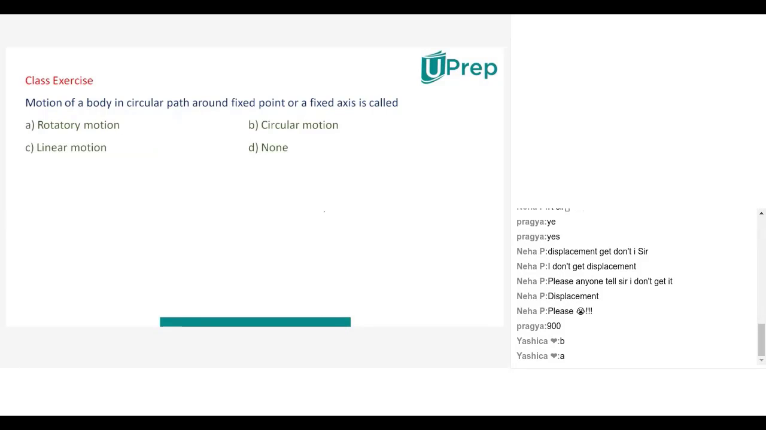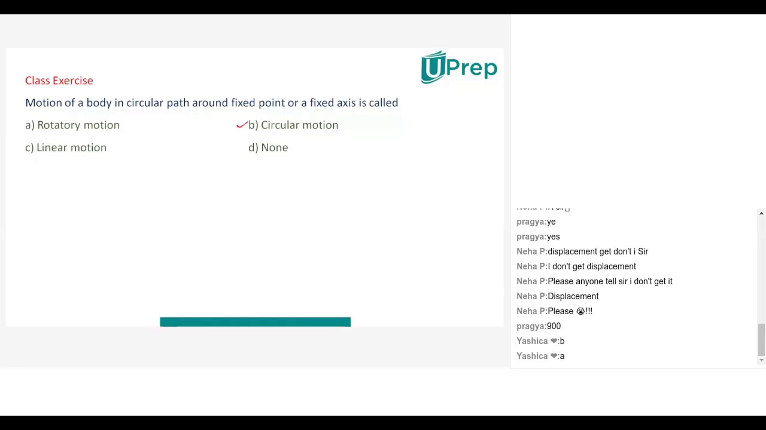Motion of a body in a circular path around a fixed point or a fixed axis is called. If it is moving in a circular path, then what type of motion do you call it? Sir, rotatory motion. Yes, sir, it will be rotatory because it's moving around a fixed point or in a fixed axis. Mm-hmm. For a circular motion, the fixed axis will not be.